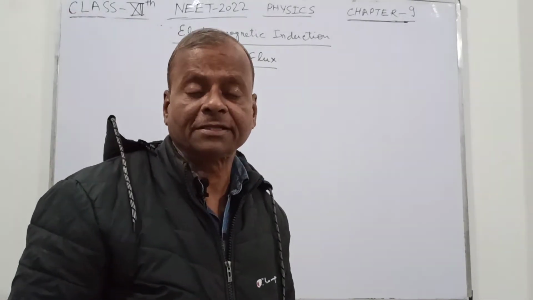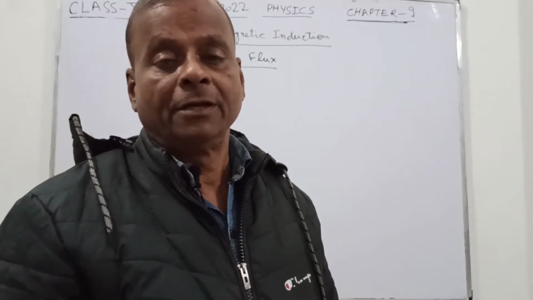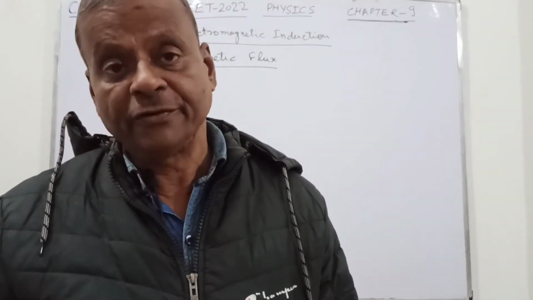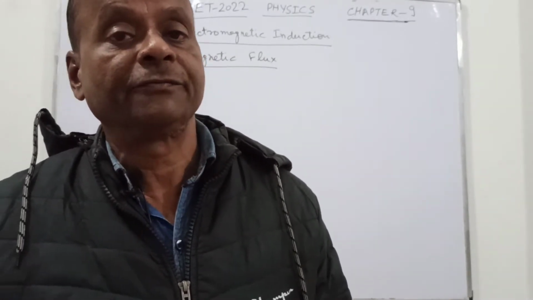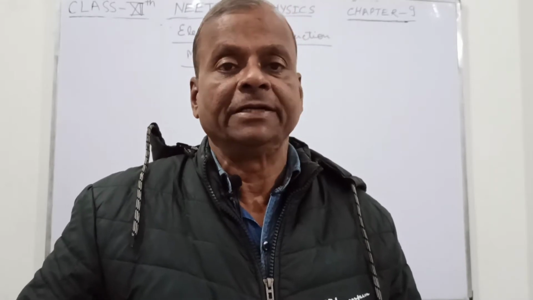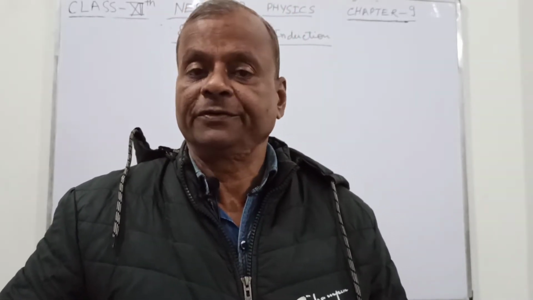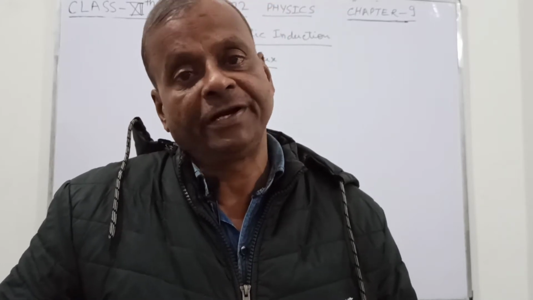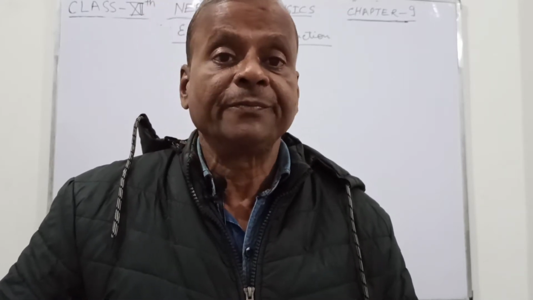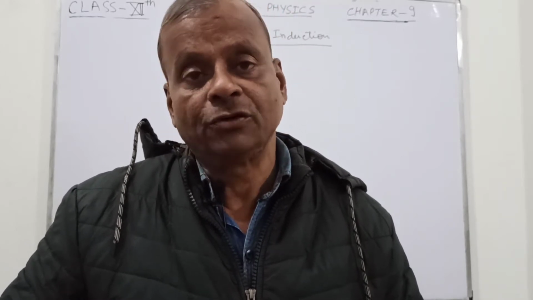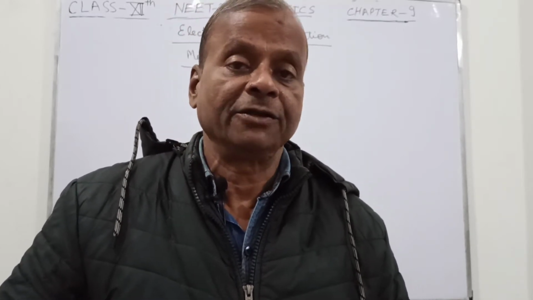So this is just like the electric flux. I told you in case of electrostatics that when a number of lines of electric field pass through the closed surface, then that is called the electric flux. Similarly here we have the magnetic field lines. The number of magnetic field lines passing through the closed surface is called the magnetic flux.